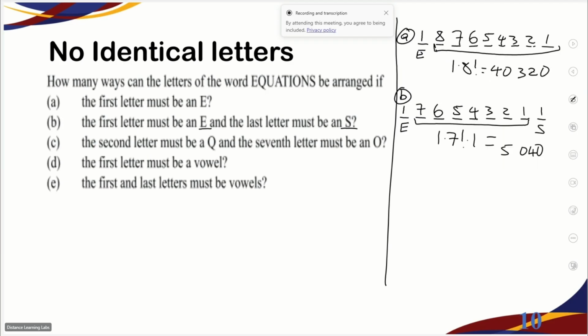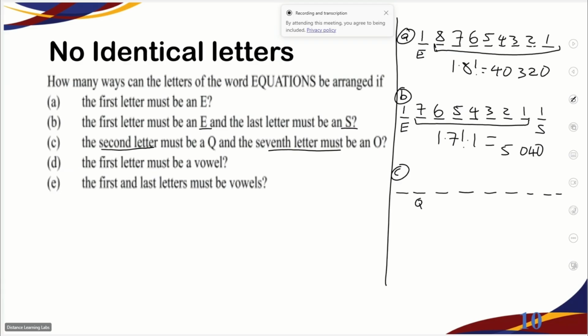third question says the second letter must be Q. The 7th letter must be an O. There are 2 positions again that are restricted. The second letter and the 7th letter. Letter C, 9 spaces again. 1, 2, 3, 4, 5, 6, 7, 8, 9. 9 spaces. The second letter must be a Q, meaning here only a Q is going to occupy that position.